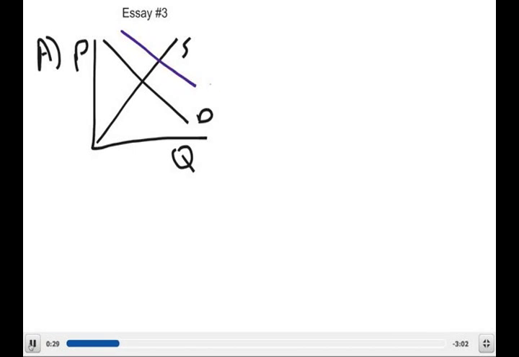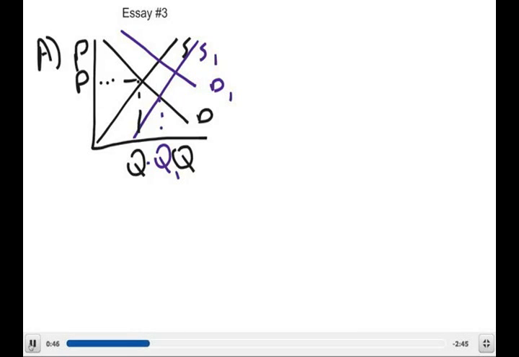And there is an increase in demand and an increase in supply. And then they ask us what happened to price and quantity. So here's our original price, here's our original quantity, and here's our new quantity, and then our new price. And so what we could say for sure is that quantity goes up. What we don't know for sure is price. So we say quantity goes up and price is indeterminate.